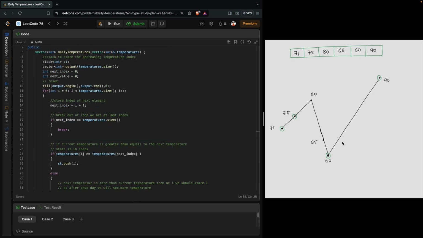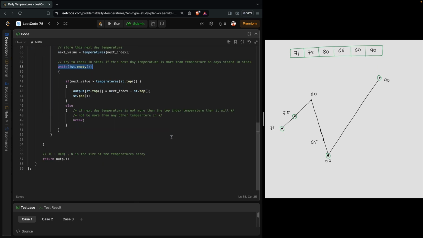Because in this scenario also, if you see, we processed 71, we processed 75. Okay. Then we processed 80, then we processed 65, and we stored them in the stack, right? Then while processing this 90, we processed 80 and 65 again, while popping them from the stack and comparing with the 90. So if you see, at max each element will be processed twice, right? So basically, the total time complexity will be big O of 2n, but constants we can remove. So simply the time complexity will become big O of n.